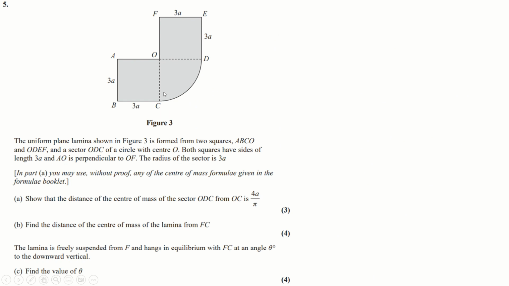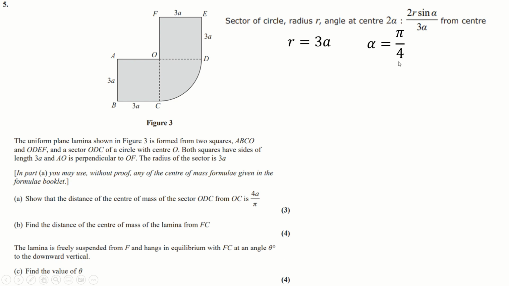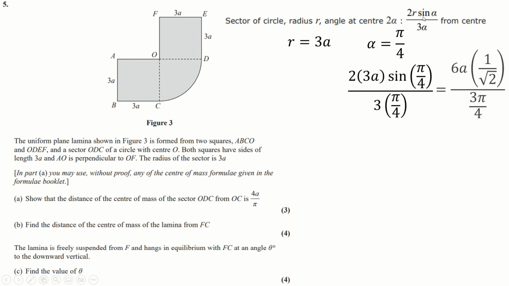Another centre of mass question. So we have this from the formula book. It says the sector of a circle has centre of mass this from the centre. So I can find the centre of mass of this. The radius is 3a. The angle here is pi over 2. But we need 2 alpha to be pi over 2, so we need alpha to be pi over 4. So we'll put both of those figures into there, and we'll end up eventually with this. So that's the distance to the centre of mass from the centre of the pretend circle going all the way around. Now, that's not actually what they've asked me for.